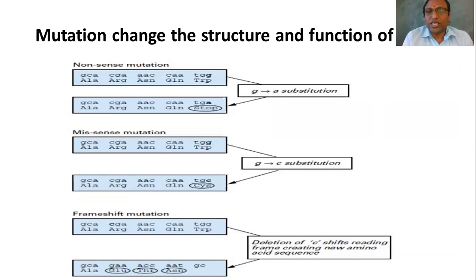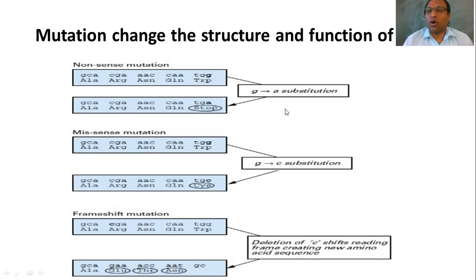So mutation changes the structure and function of DNA. How does it occur? We have seen different kinds of mutation in our previous session of molecular biology and RNA technology. Here, if you are having a sequence, and in this particular sequence, instead of tryptophan, that is TGG, it has become TGA, that becomes your stop codon.